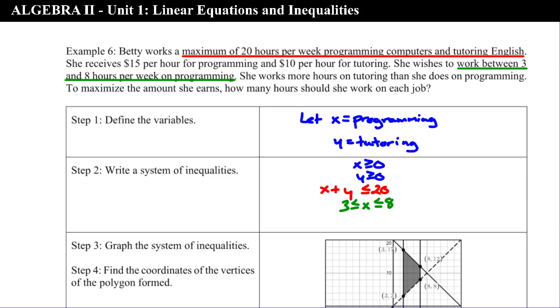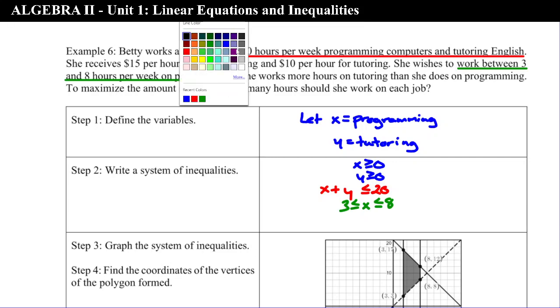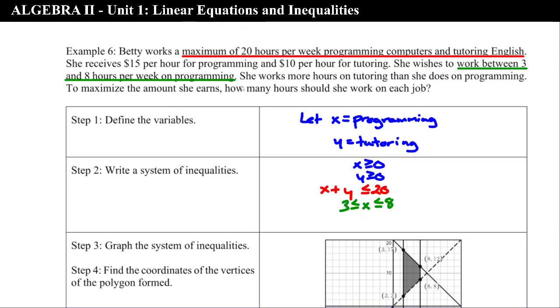All right, and our final constraint: the number of hours she works on tutoring is going to be more than what she works on programming. So she's going to have more hours on tutoring than she does on programming. That means that y has to be greater than x. And those would be our constraints. When we graph those constraints, we get the graph that is shown below.